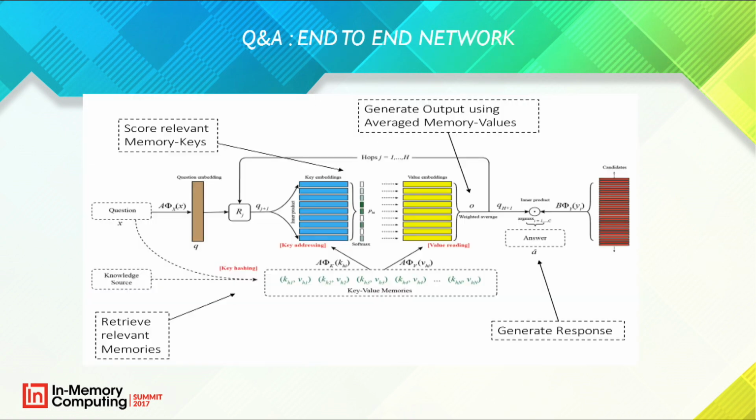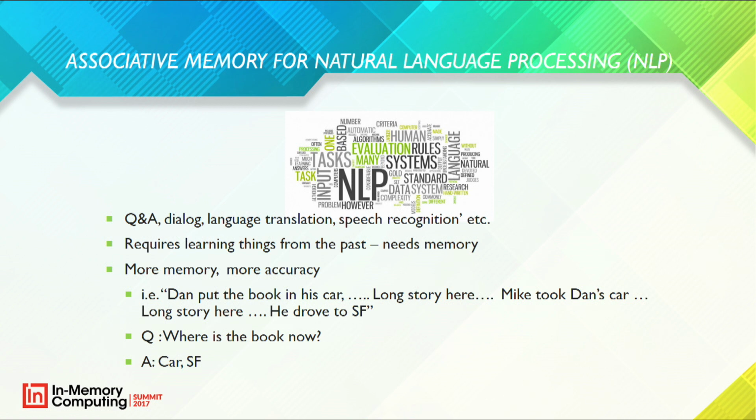For example, if we have the sentence, Dan puts the book in his car, and there is a long story, let's say 20 pages, and then Mike took Dan's car, and then there is also a long story, and he drove to San Francisco. All this story is in the memory, and I want to ask the question, where is the book now? I want the memory to answer: car, San Francisco.